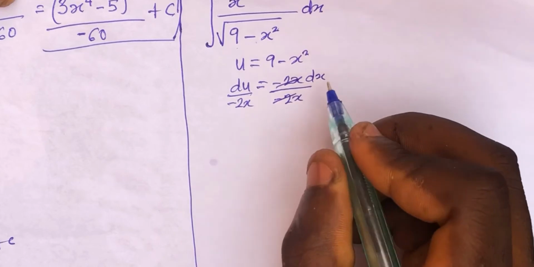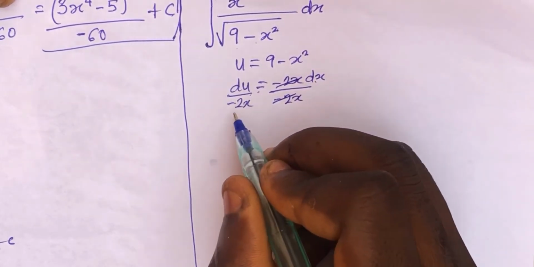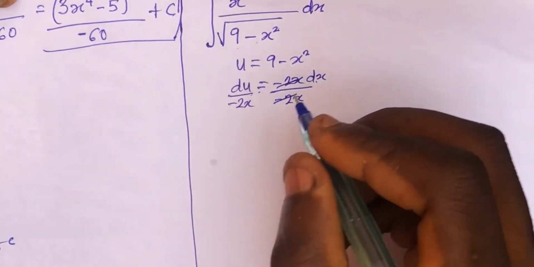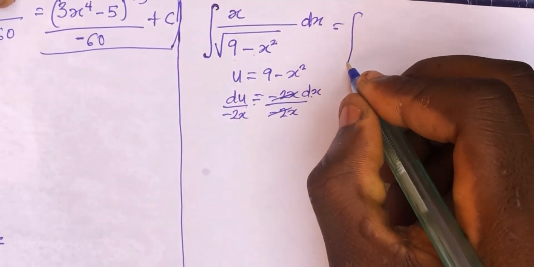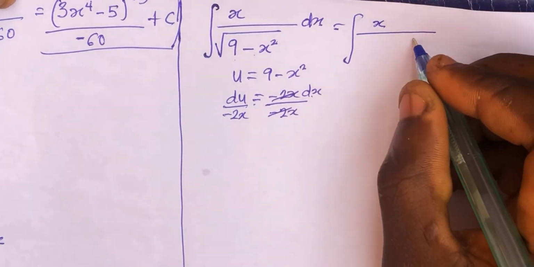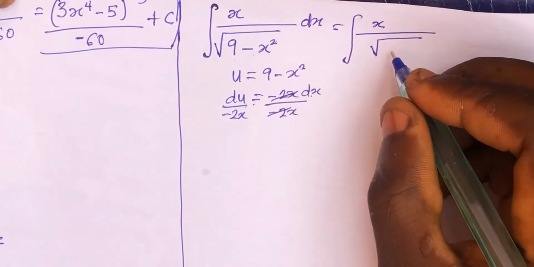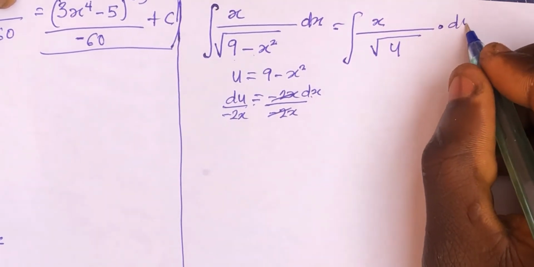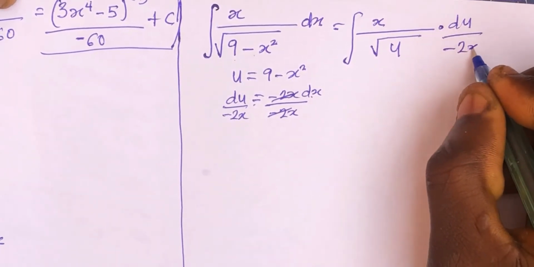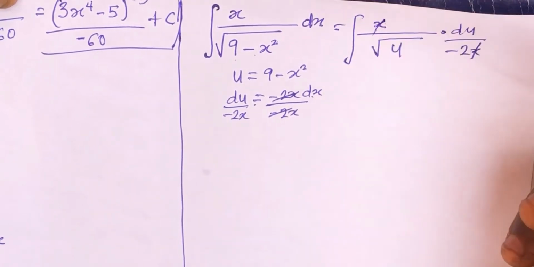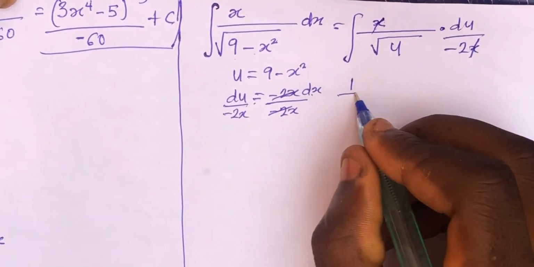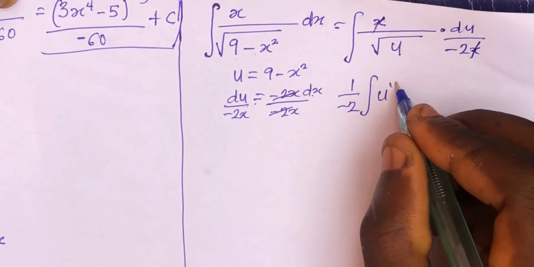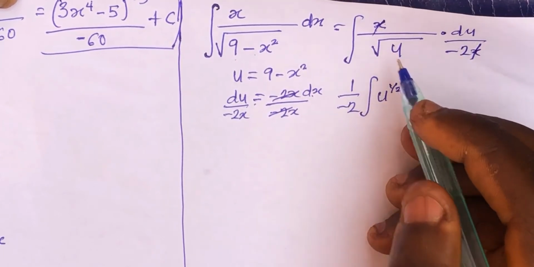So we have the dx to be equal to du over minus 2x, so that this particular integral is going to change into the integral of x divided by root of u, multiplied by our dx. Our dx is taken to be du divided by minus 2x, right? So here we can easily eliminate the x. So we are having 1 over minus 2. If I bring this out, the integral of u raised to the power of half, because of minus half.